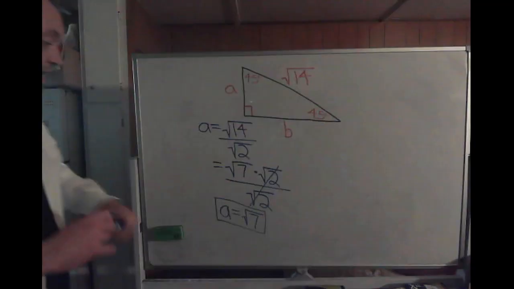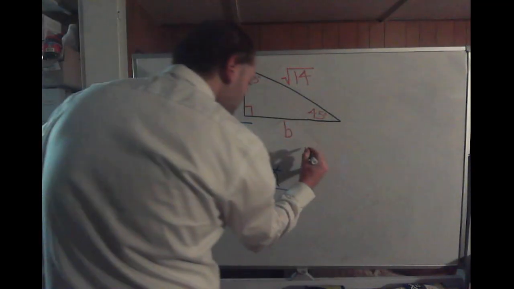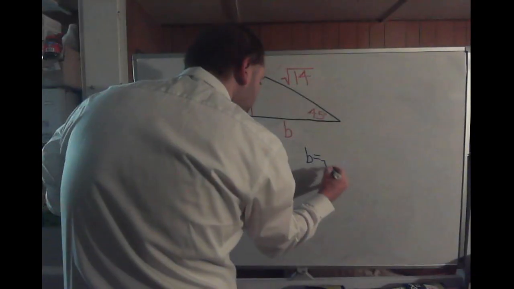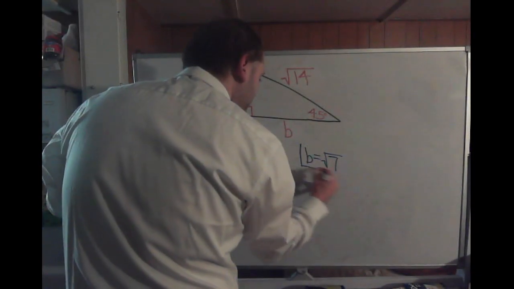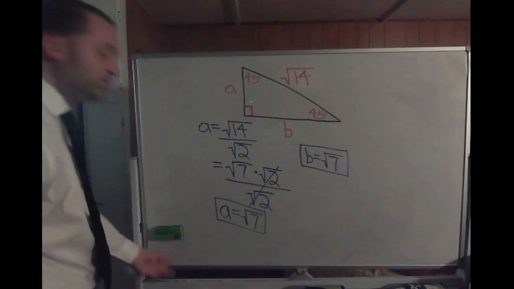So A has a length of the square root of 7, which means B has to have the same. B would also equal the square root of 7, since both A and B are across from 45-degree angles. So A and B are both equal to the square root of 7.